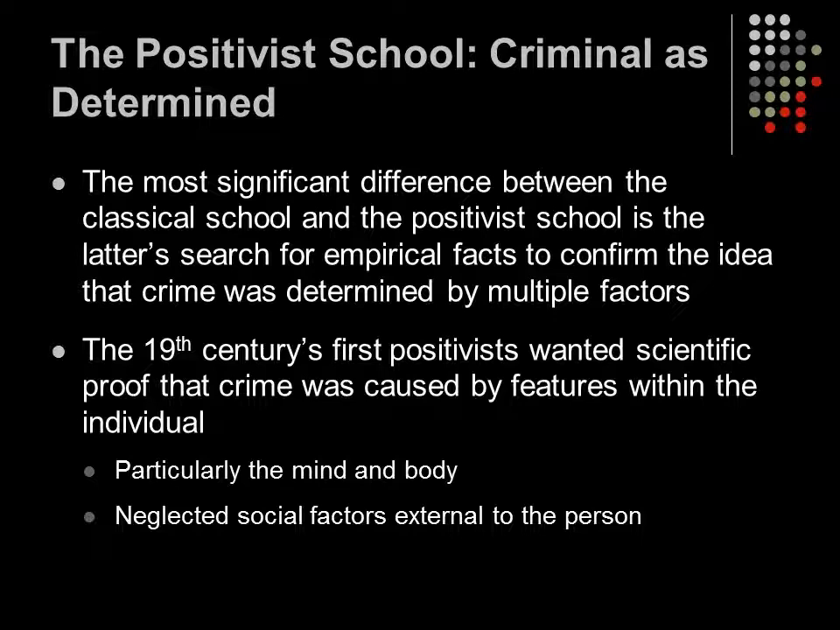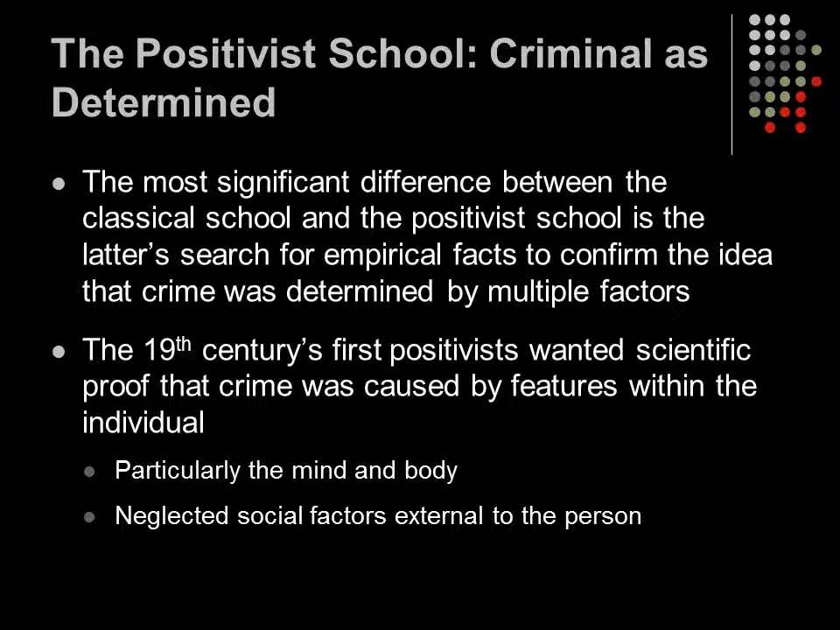Again, the positivist school looked at the idea that there are multiple things influencing this. The positivist theorists saw crime as being determined by a person's circumstances and environment. Really, the classical school focused a lot more on the system and how it dealt with criminals. The positivist school is really the first attempt to explain why people do what they do and why they commit crimes.